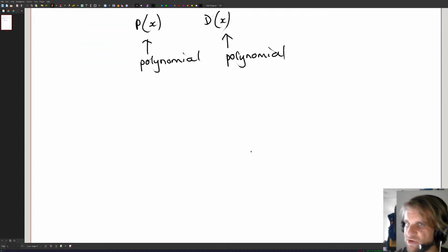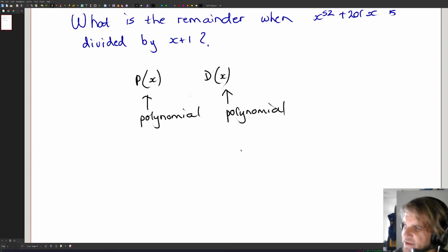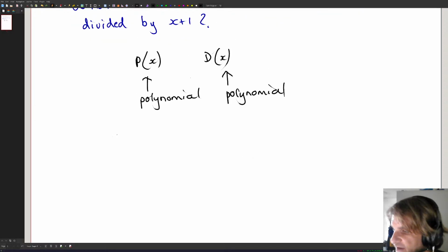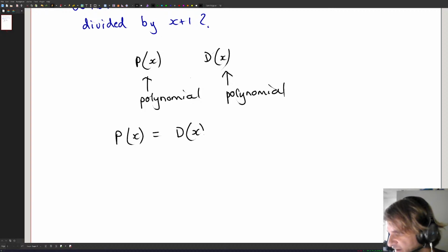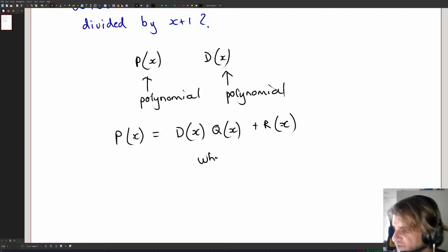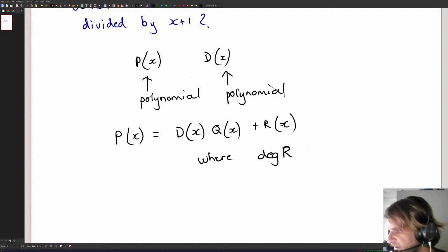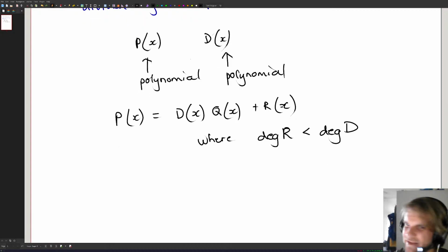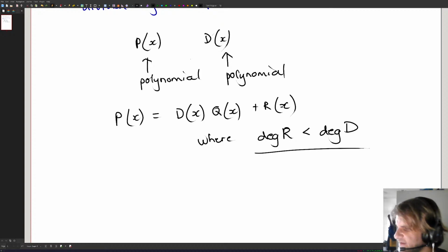And you can do division with polynomials basically in the same way as you do with natural numbers. You're going to get a quotient and a remainder. P of x, you're going to be able to write it as the thing you're dividing by times a quotient plus a remainder, where the degree of the remainder is smaller than the degree of the thing you're dividing by. Technically, for this to be correct exactly how I've written it, you're going to have to define the degree of the zero polynomial to be like minus infinity or something.